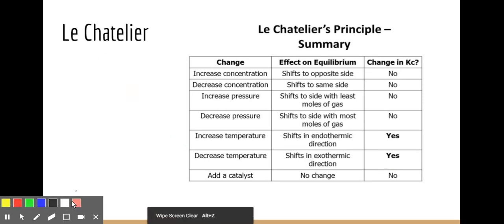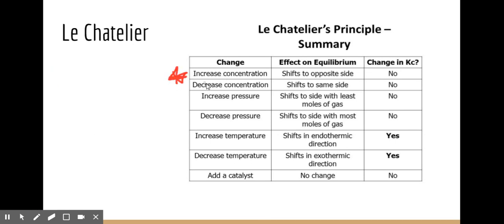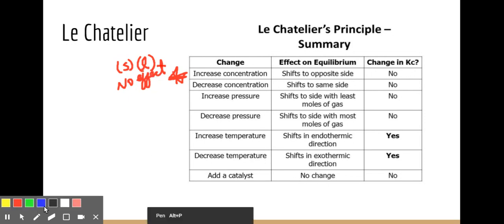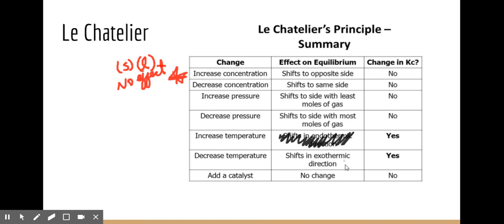Now you have to be very careful with this increasing and decreasing concentration stuff. If you are increasing or decreasing a solid or a liquid, there is no effect. The reason why is because those solids and liquids are not in my equilibrium expression, so they are not going to affect my equilibrium.